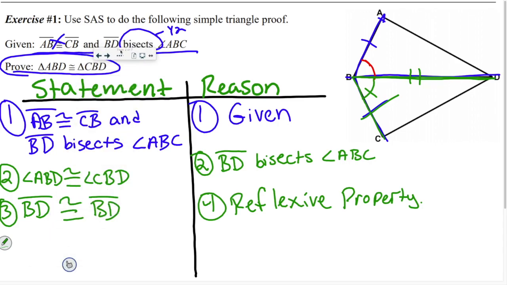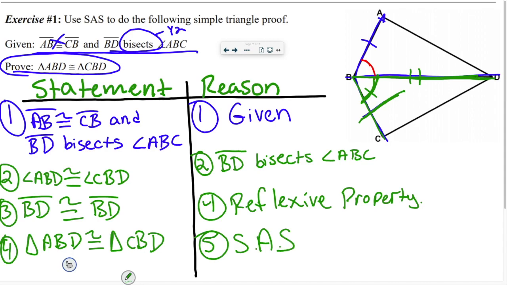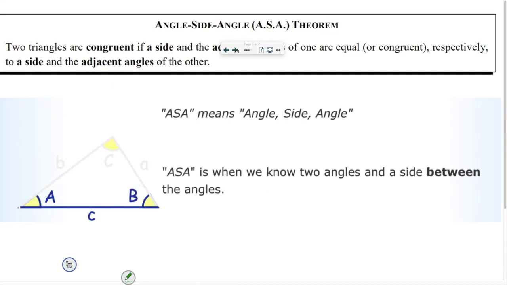Finally, have I shown side angle side? Well, I have a side, I have an angle, and I have another side. Boom, yes. So now I can say that triangle ABD is congruent to triangle CBD. And what's the reasoning for that? Well, yes, this is my reasoning. Side, angle, side. Done.